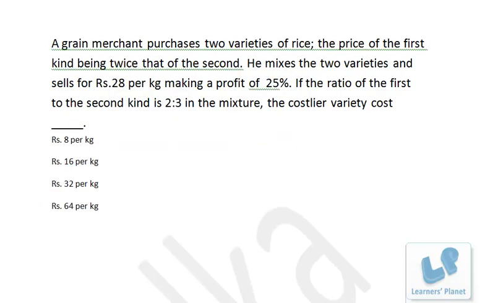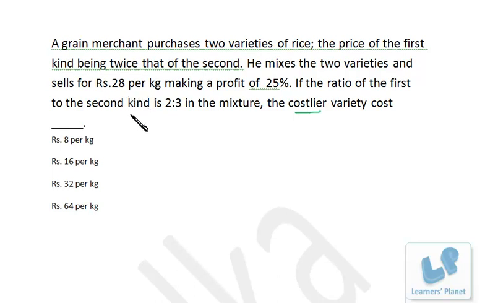Now let's see this problem. A grain merchant purchases 2 varieties of rice, the price of the first kind being twice that of the second. He mixes the 2 varieties and sells for rupees 28 per kilogram, making a profit of 25%. If the ratio of the first to the second kind is 2:3 in the mixture, the costlier variety costs? That means these are the options, and in the options the prices of the costlier variety are given. Now friends, you don't even need paper and pen to solve this problem. Listen to me very carefully. By using common sense only you can answer this question.